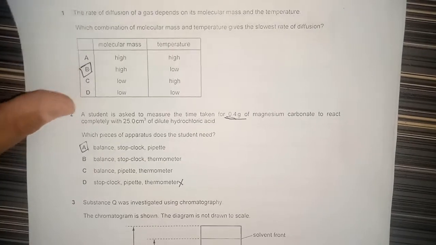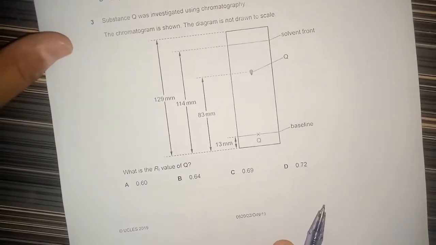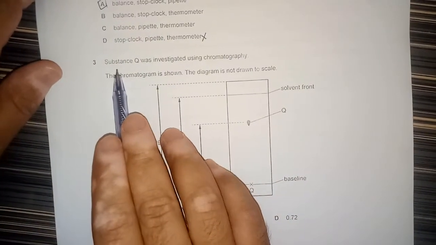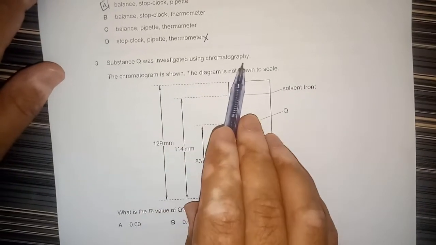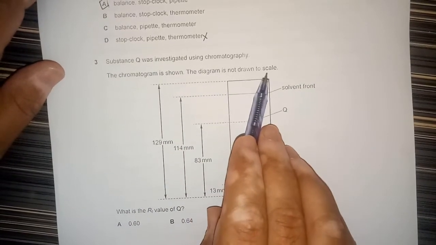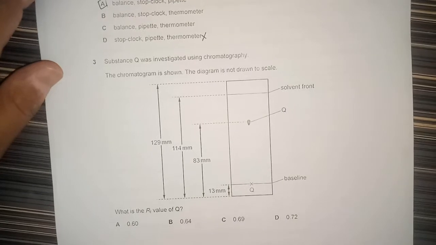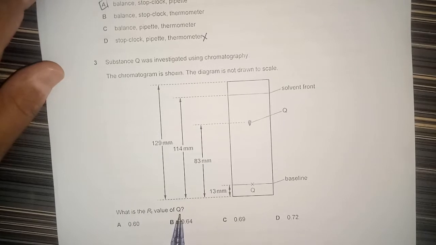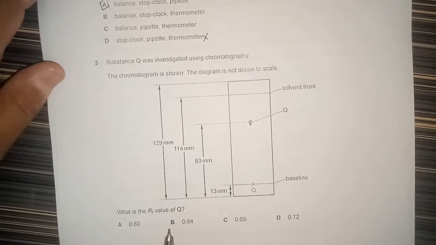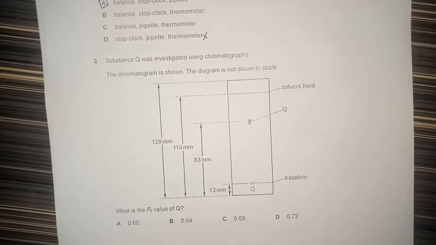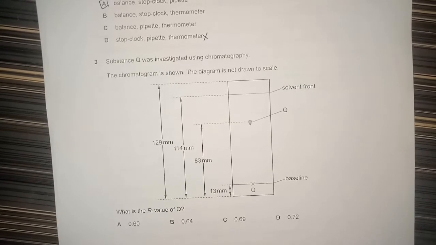Okay, the next question which we are going to solve is question number 3. This is related to the chromatography. Substance Q was investigated using chromatography. The chromatogram is shown, the diagram is not drawn to the scale. So this is just for the help. And the question is, what is the RF value of Q? So you have to remember how to find the RF value. The formula for finding the RF value is the distance traveled by the sample divided by the distance traveled by the total.